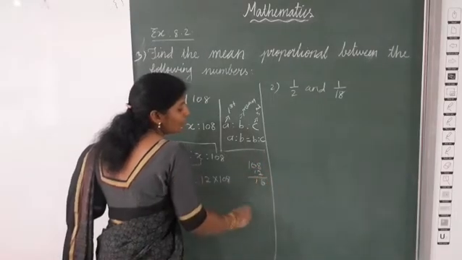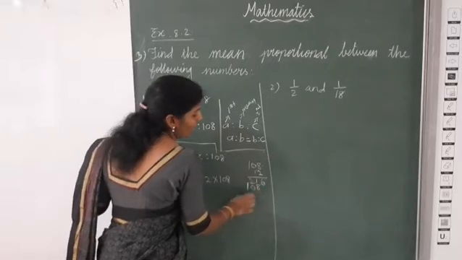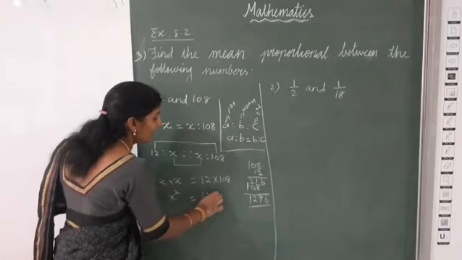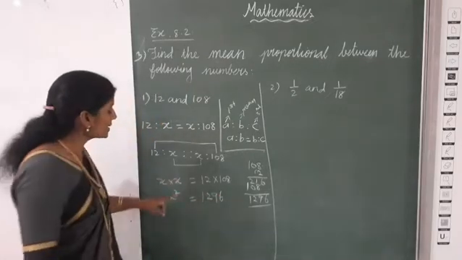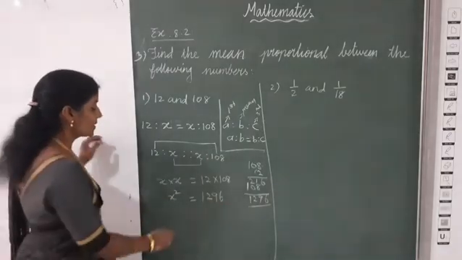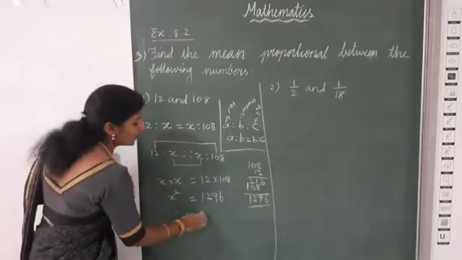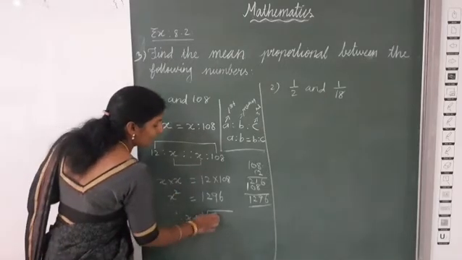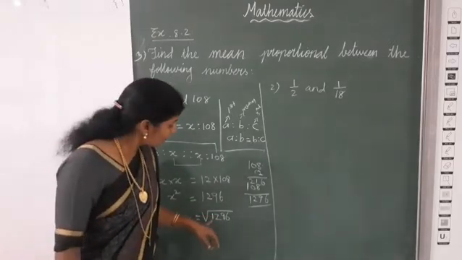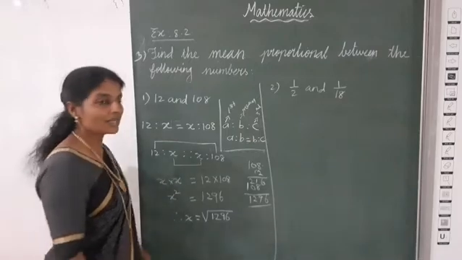8 2s are 16. 1 2 is 2. 1 into 8... 1296. X square is equal to 1296. Now what is X? We can remove the square, so the square root will come here: the square root of 1296. Now we can use the long division method.